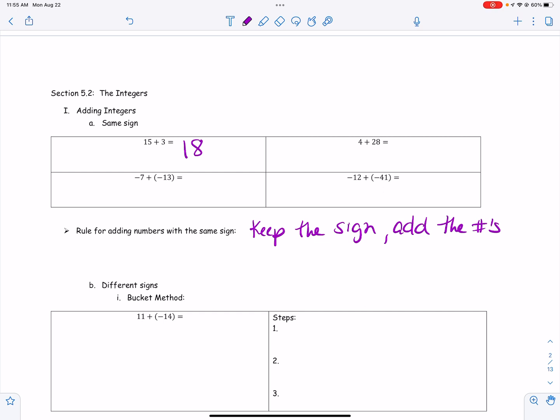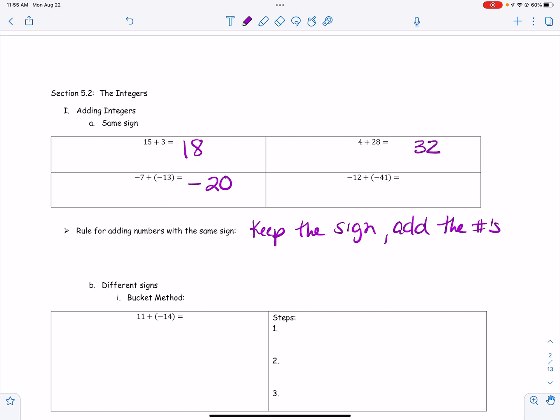If you're borrowing $7 from somebody and you owe them $7, and then you borrow $13 more from that person, then you now owe them $20, and that owing comes from the negative number. So we go back to two positive numbers, 4 plus 28. We add 4 to 28, and we get 32.